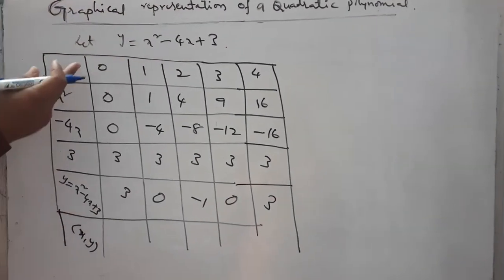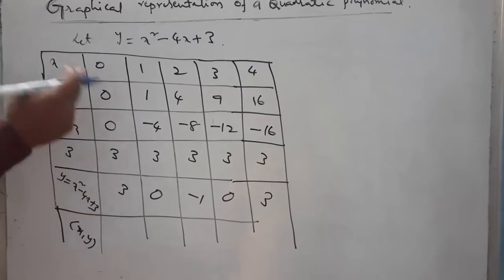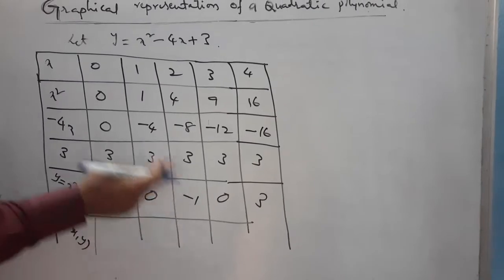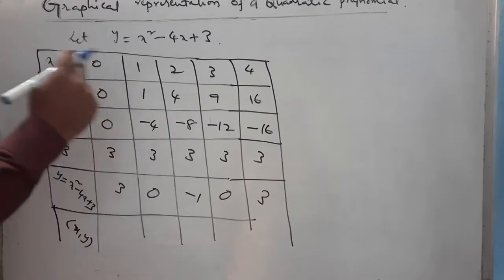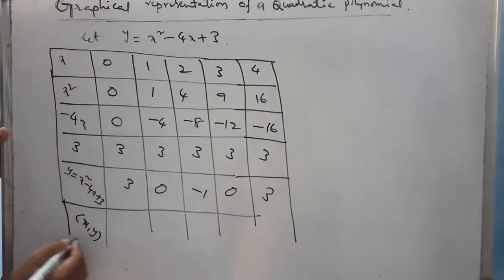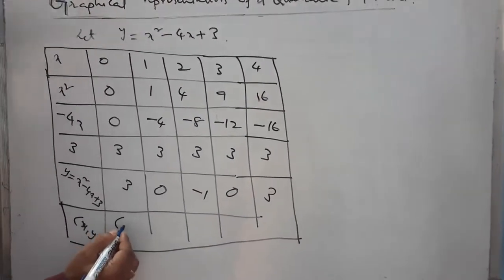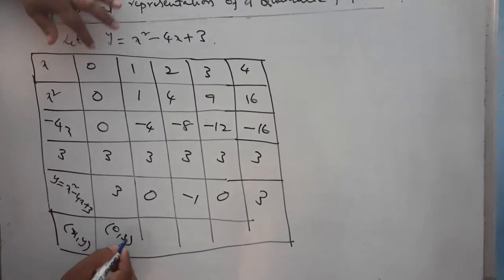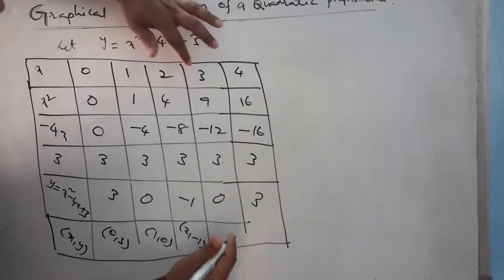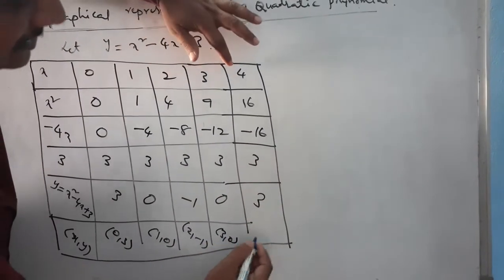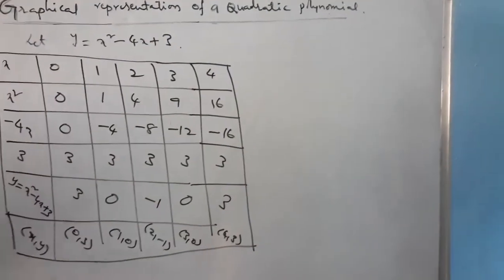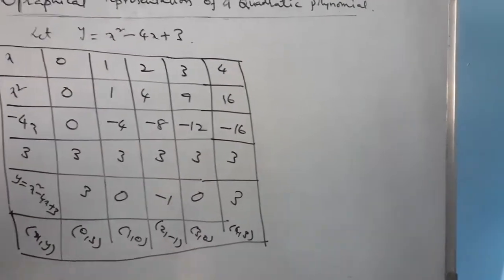So for x = 0, the y value is 3. For x = 1, y is 0. For x = 2, y is minus 1. For x = 3, y is 0. For x = 4, y is 3. So the points (x, y) are (0, 3), (1, 0), (2, -1), (3, 0), and (4, 3). Now we have to plot the points on the graph paper. We will get the graph of the quadratic polynomial.